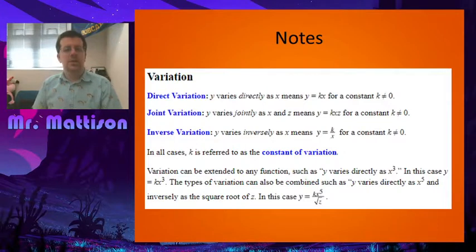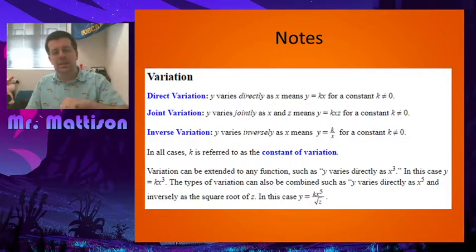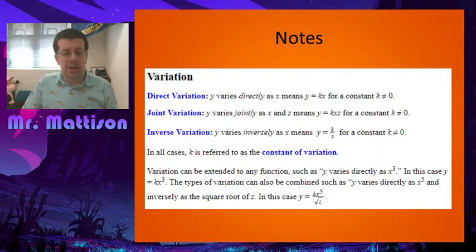Okay. So that k, again, is what we call the constant of variation, and that'll be different depending on the situation, but once you find it, it is consistent throughout every problem that is similar to that.